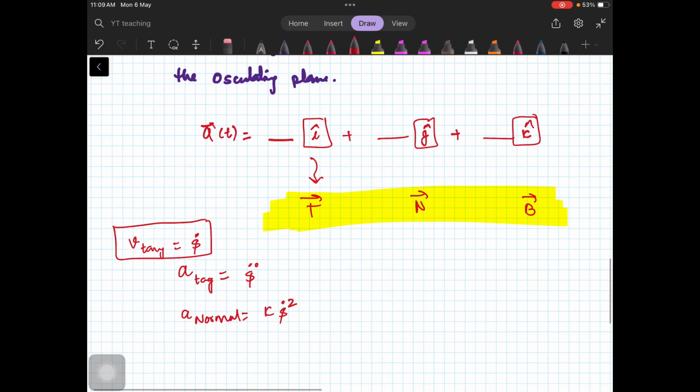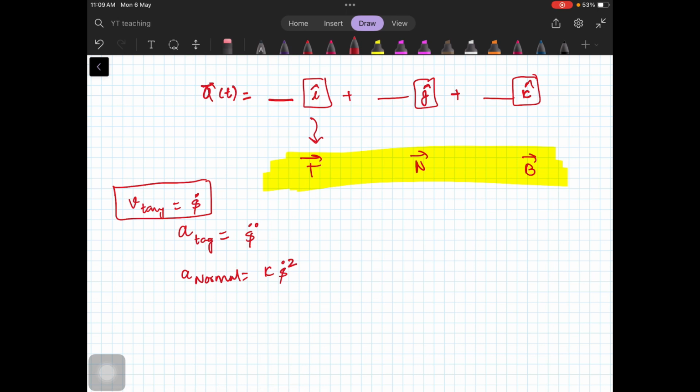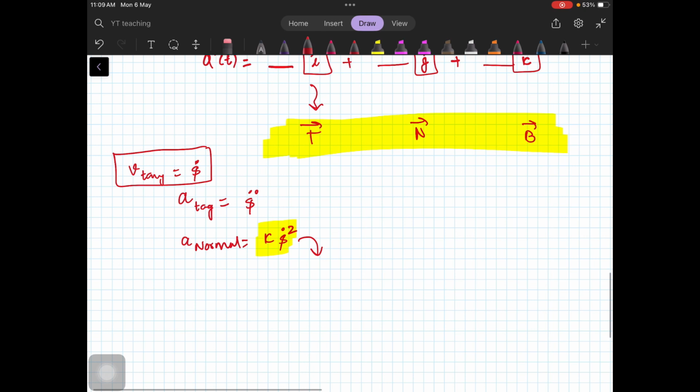right? Now, because calculating kappa was not easy, we saw that, we would like to have an alternate formula for this. For that, what you can do is, because generally acceleration is known to us, if I just look at my acceleration vector, I know that it is s double dot T vector plus kappa s dot square N vector.